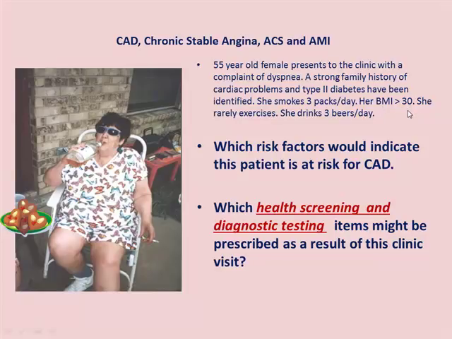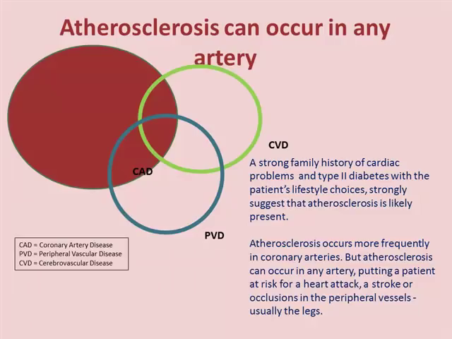mass index of greater than 30, that puts her at risk for coronary artery disease, in addition to the fact that she smokes 3 packs a day, rarely exercises, and drinks. I mean, basically, I've given her all the bad risk factors that can cause her to be susceptible for coronary artery disease. And when you think about atherosclerosis of an artery, well, it can really occur in any of the arteries, and I've got 3 places that atherosclerosis can occur.